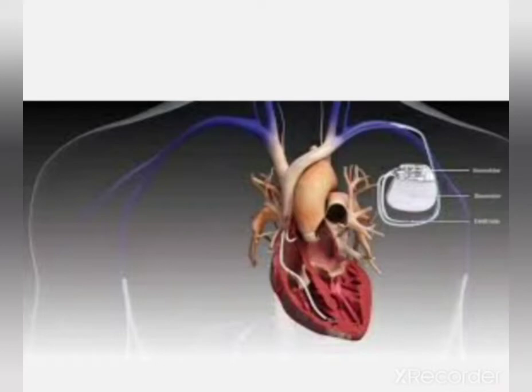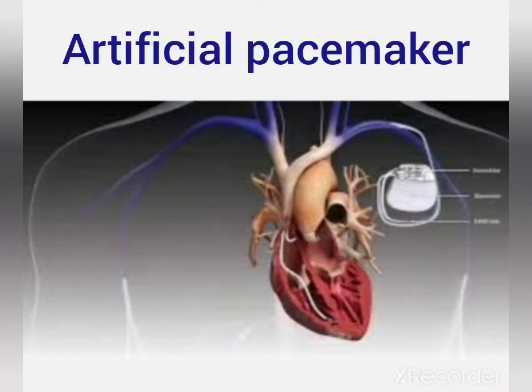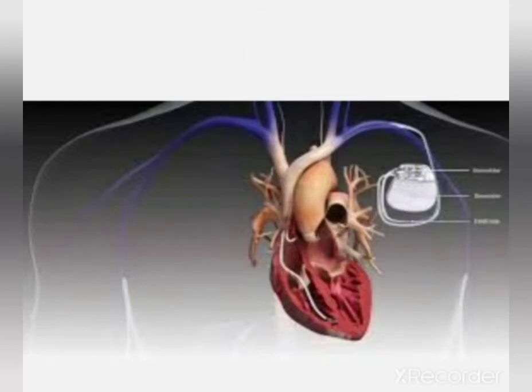In this diagram, we can show an equipment. This is called artificial pacemaker. The pacemaker has to function properly for the heart to beat rhythmically. Otherwise, the heartbeat will become non-rhythmic. This can be life-threatening if not resolved.